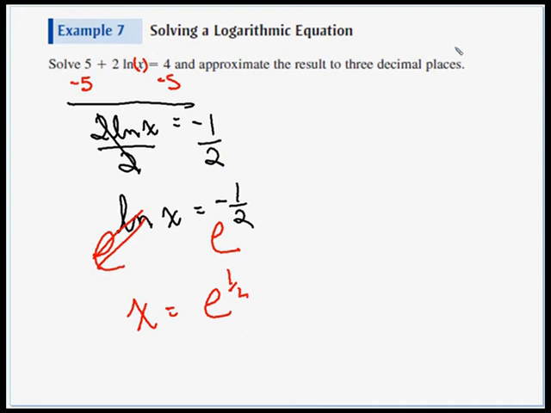The directions did say approximate the result to 3 decimal places, so this is something to the -1/2. We could put that into our calculator. And if we don't have an e to the -1/2 button or the negative exponent there, we could always rewrite that as 1 over the square root of e. And if you punch that in, you'll get approximately 0.607.